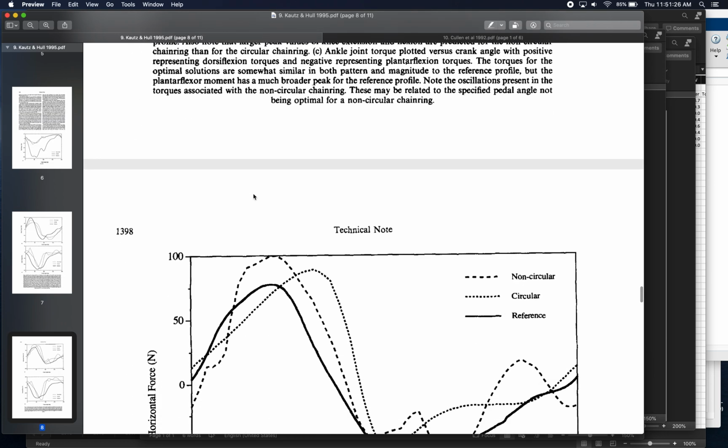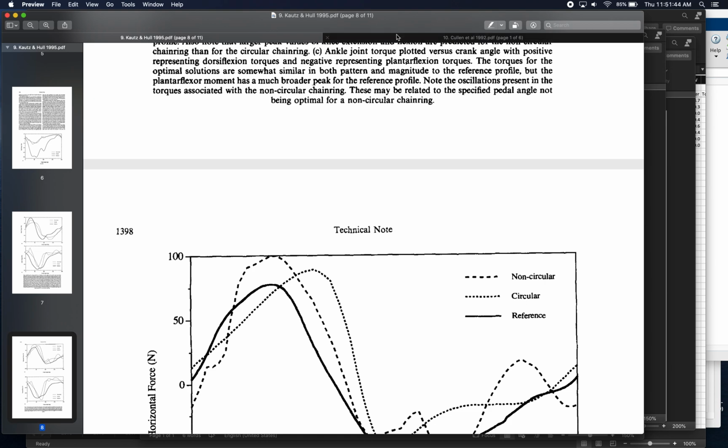Okay, so it looks like there might be a benefit in using a non-circular chainring, maybe an elliptical-shaped chainring, rather than a circular chainring, for reducing the muscular effort of pedaling and possibly improving the efficiency of pedaling.